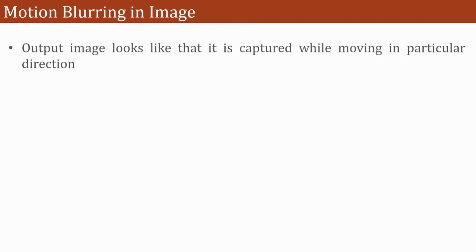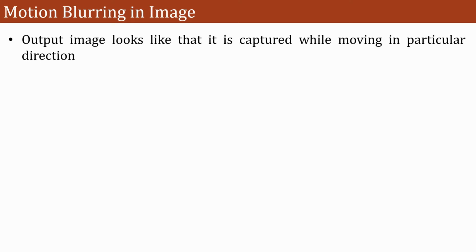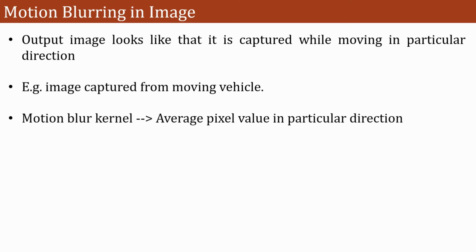So what is motion blur? Whenever an image is captured from a moving vehicle, the image gets blurred. If we want to obtain this kind of output using a scripting language, then we can apply the motion blurring operation. The output image looks exactly like it was captured by a moving vehicle in a particular direction. An image captured from a moving vehicle is the best example to define the motion blurring effect.